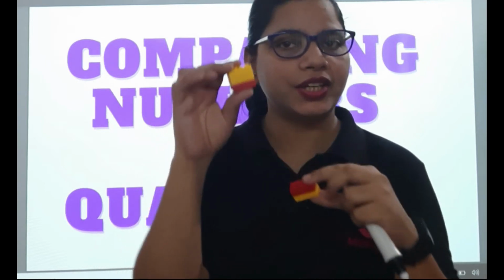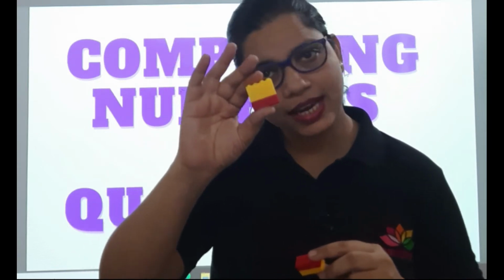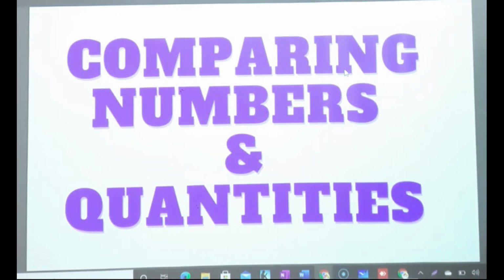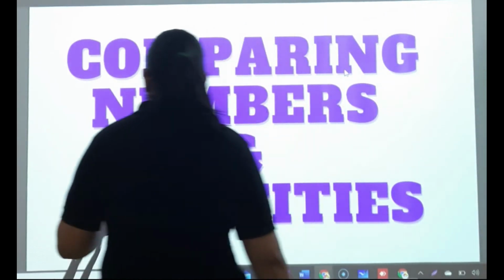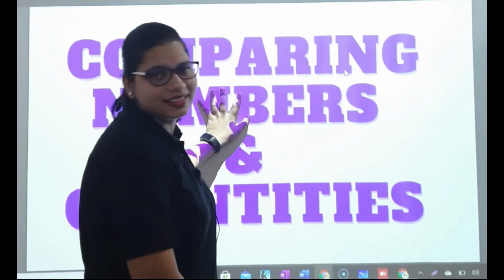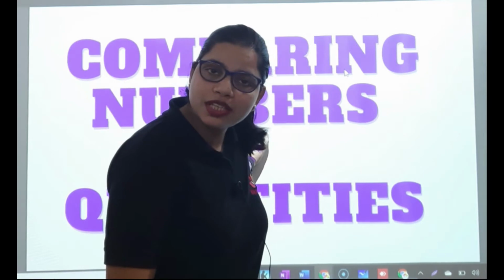1, 2, 3, 3 Legos. So the Lego combination on the right hand has more Legos. This combination has more Legos, right? So quantities means something, something. So we will understand comparing things as well as comparing numbers. हम comparing things भी सीखेंगे और comparing numbers भी सीखेंगे.